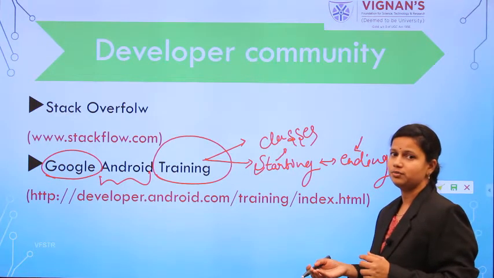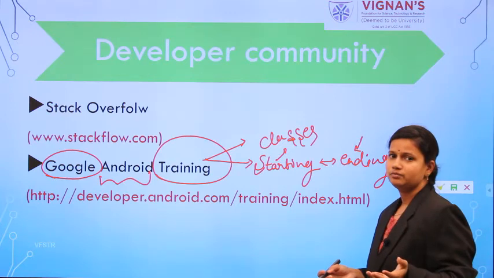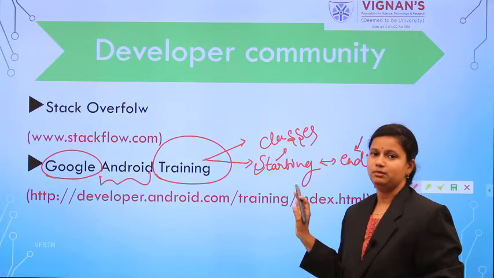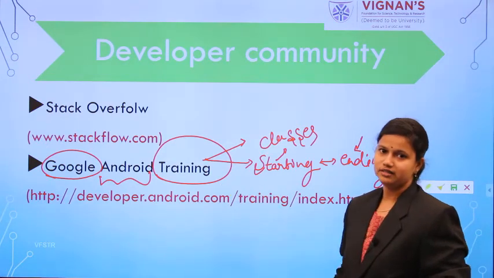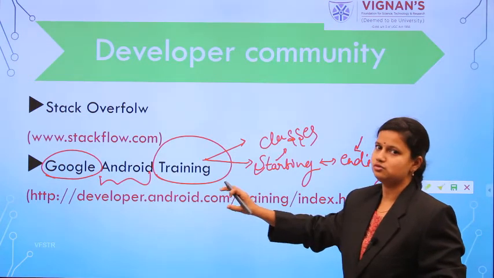So what are the different components? Window components, layout components, activities, fragments, the action bar. Those different things are available in these Android training classes. All of this is maintained and launched by Google.